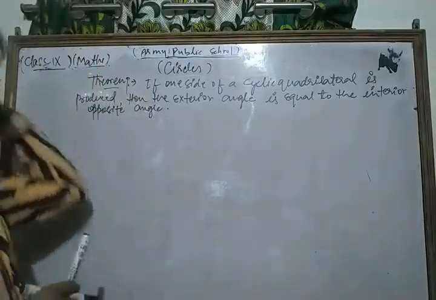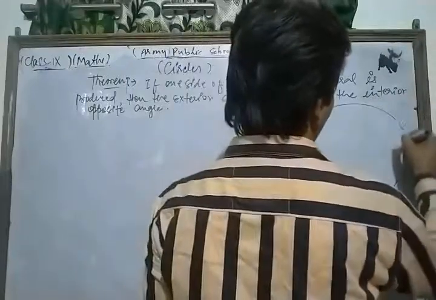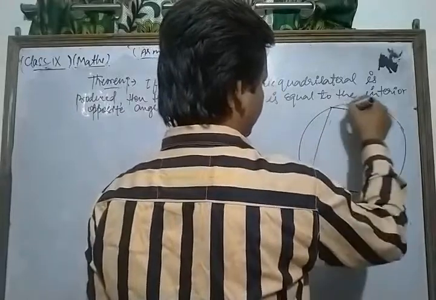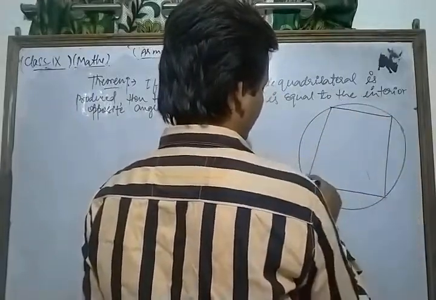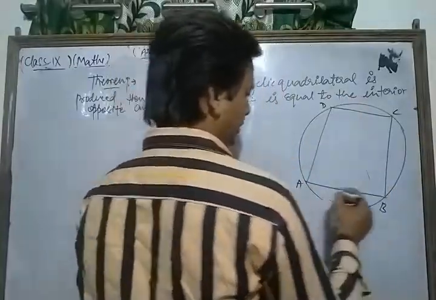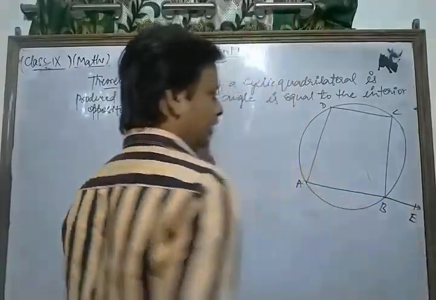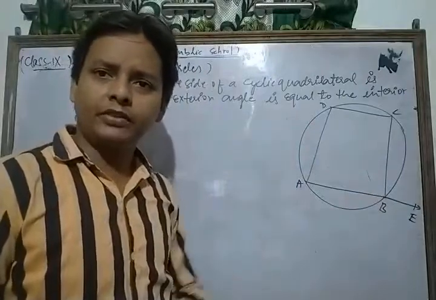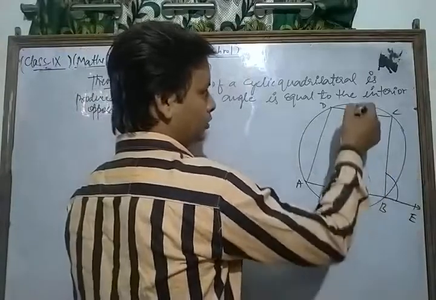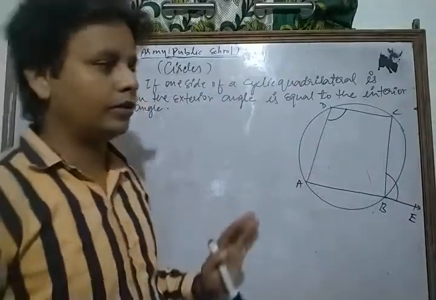So first of all, we form a cyclic quadrilateral ABCD, and one side of the cyclic quadrilateral is produced to E. Then what is the exterior angle for that figure? The exterior angle is angle CBE, and that angle is equal to the opposite interior angle D. This is the concept of that theorem.